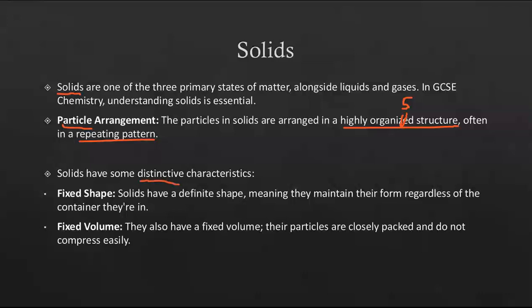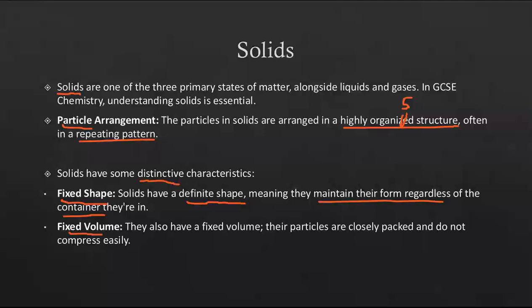They also have some distinctive characteristics. And these are the key words that we have to use when we describe a solid. We need to say that they have a fixed shape. So solids have a defined or definite shape, and they maintain their form regardless of the container they're in. So if you take a coin and you put it in your money box, it's still going to stay the shape of the coin. It's not going to change.